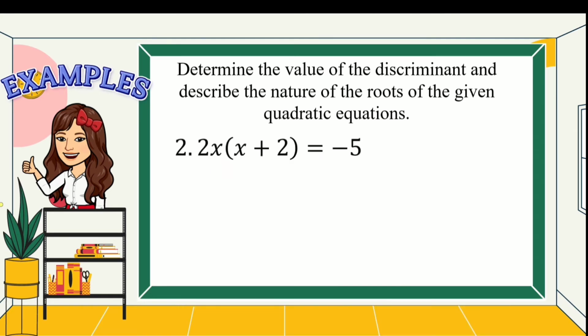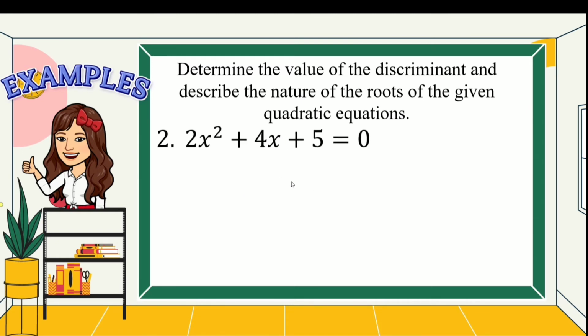Next, number 2. 2x times the quantity x plus 2 is equal to negative 5. Example number 2 is not yet in standard form. So let us apply the distributive property. 2x times x is 2x squared. 2x times 2 is 4x. And let us transpose negative 5, which will become positive 5, and then equals 0. So let us find the values of a, b, and c. a is 2, b is 4, c is 5.